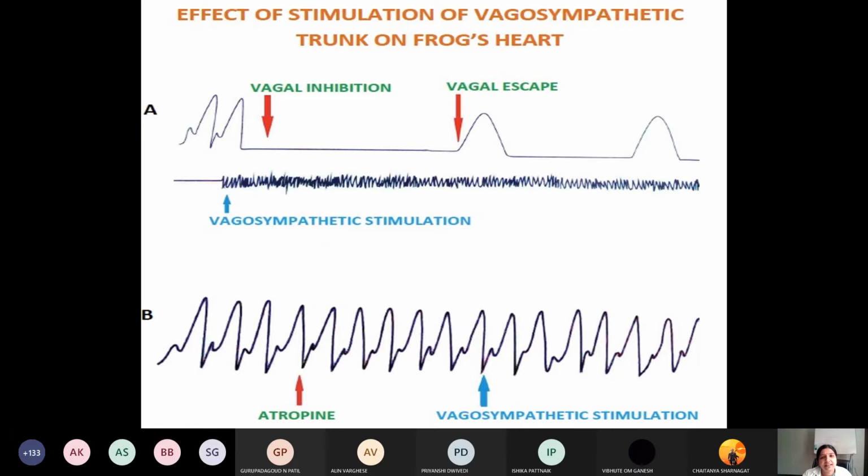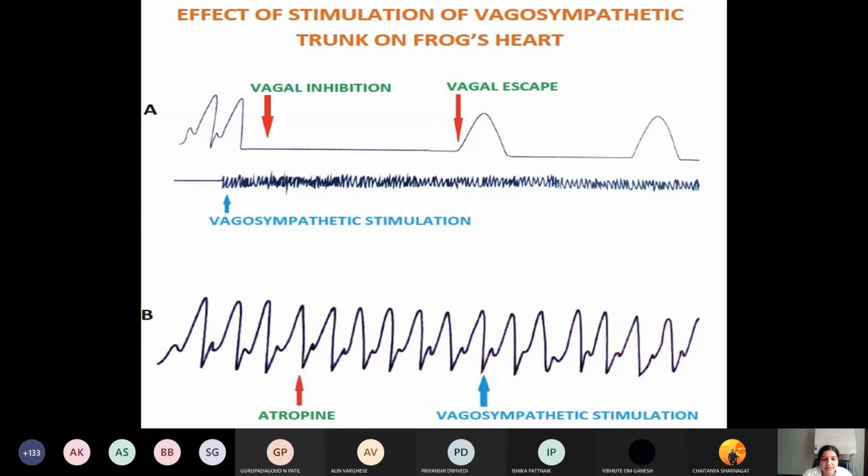Escape means, as now you are all running away, no? Keeping the login credentials and you are moving here and there. Like that, the vagus nerve, even though we are continuously stimulating, the heart escapes from its effect. So it starts beating, right? It doesn't keep silent for a longer time. It doesn't stay under vagus inhibition for a longer time. It starts beating. This is called vagal escape.